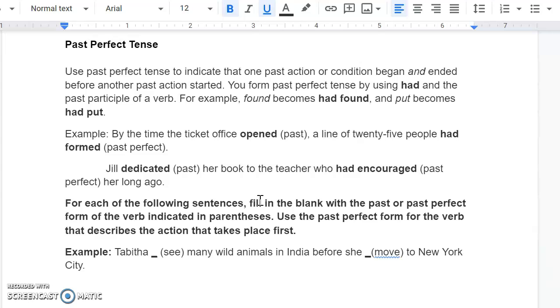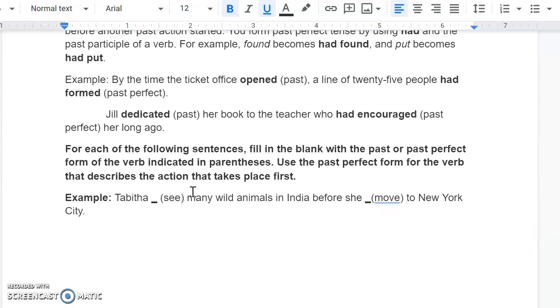Here's an example. By the time the ticket office opened, that's just regular past tense, and here's the thing that happened before it, a line of 25 people had formed. Because that line had formed before the ticket office opened, we say had formed. That's past perfect. Another example, Jill dedicated her book to the teacher who had encouraged her long ago. We need to say had encouraged because the teacher had done it before she ever dedicated the book.